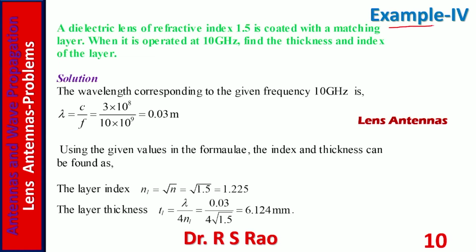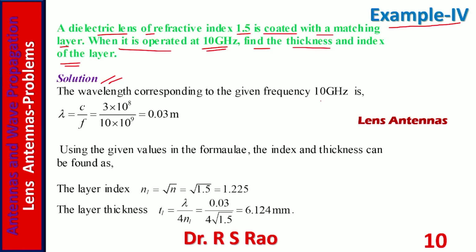Another problem, example 4. A dielectric lens of refractive index 1.5 is coated with a matching layer. When it is operated at 10 GHz, find the thickness and index of the layer. Lenses are coated with a matching layer to prevent reflections into space from the surface of the lens. The presence of reflections leads to an inefficient system, hence reflections are to be eliminated or reduced. A matching layer is used for that purpose.